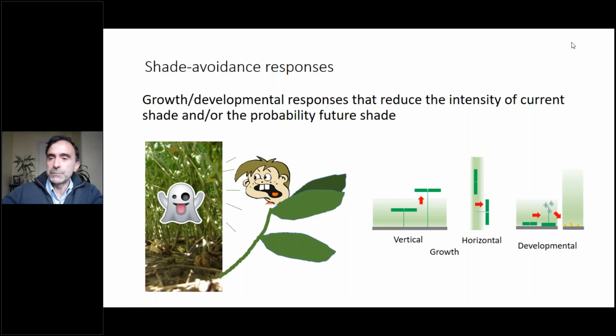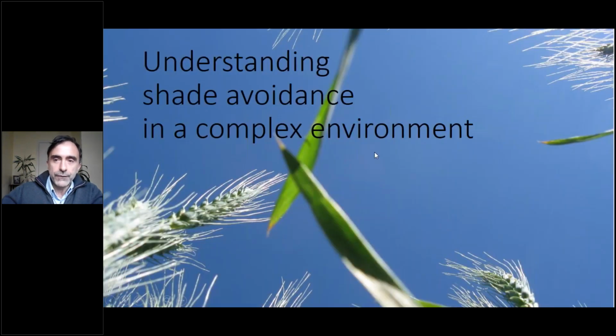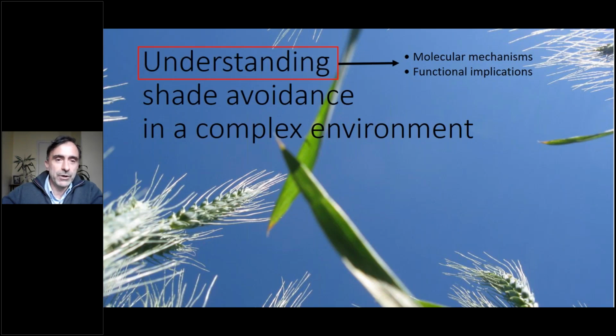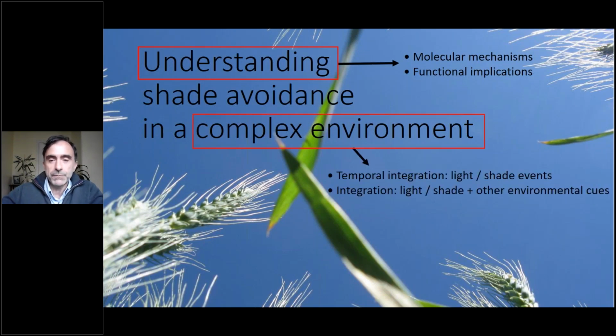And in developmental responses, such as accelerated flowering, the cycle of the plant may be finished by the time shade becomes stronger. The aim of our group is to understand shade avoidance responses in a complex environment. By understanding, we mean learning about the molecular mechanisms, but also about the functional implications. And we talk about a complex environment because plants have to integrate fluctuations in light and shade, and they also have to integrate the information coming from light and shade with information coming from other variables of the environment, such as temperature.